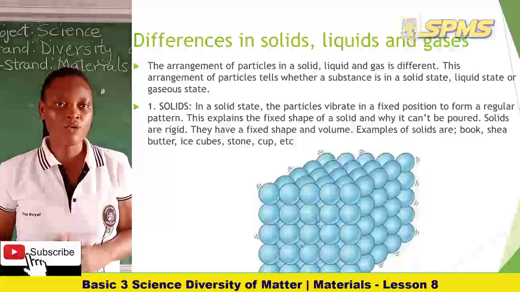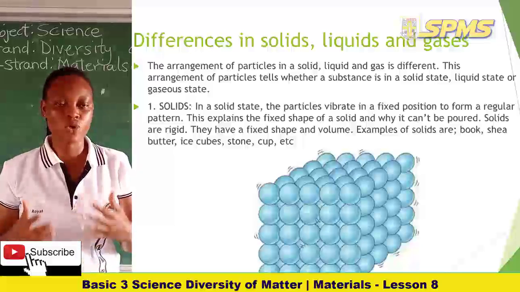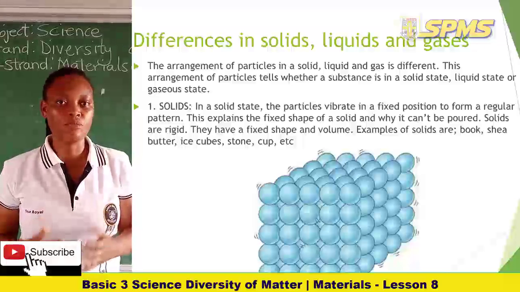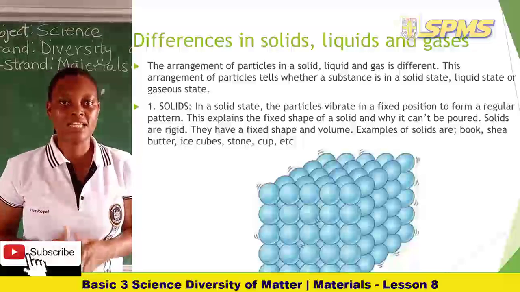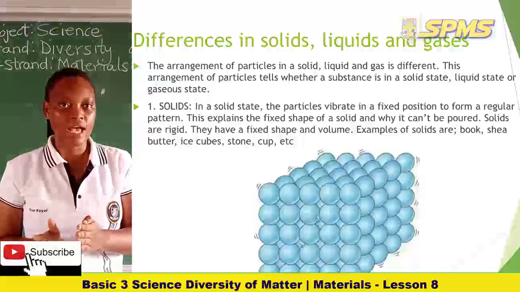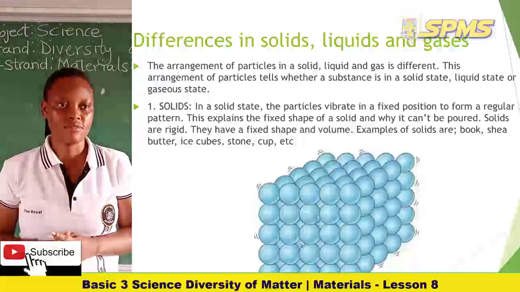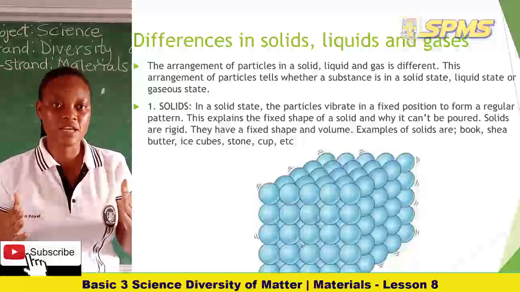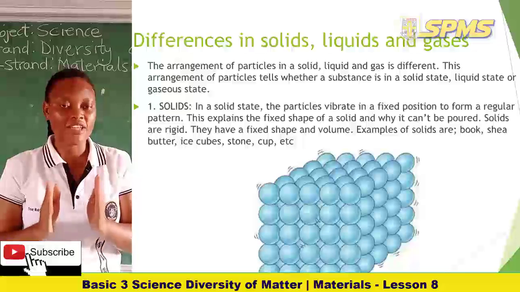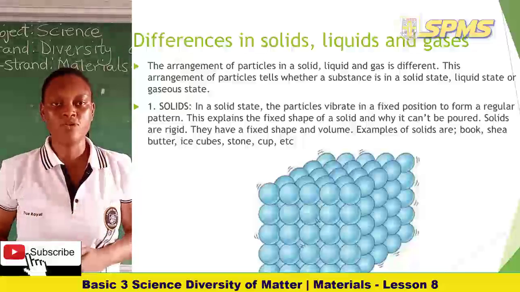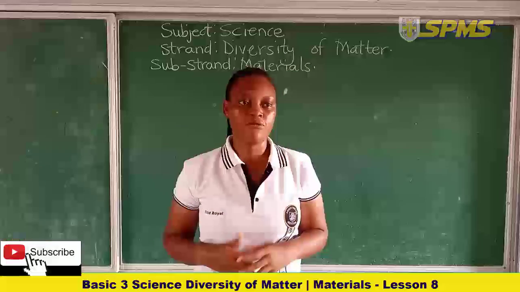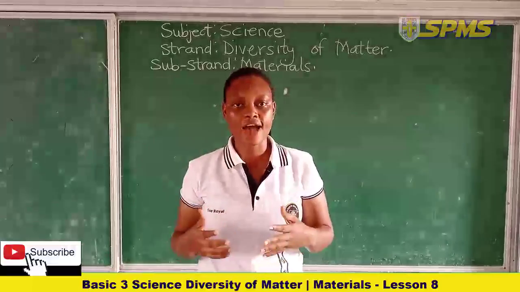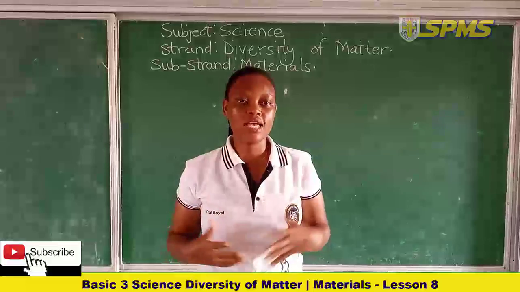Do you get it now? So that is why a solid is what? Firm and hard. And it cannot be what? Poured, because they vibrate in a particular way. Exactly. So solids are in a fixed shape and volume because they have a definite what? Shape. So we have examples of solids like book, shea butter, ice cubes, stones, and the rest.